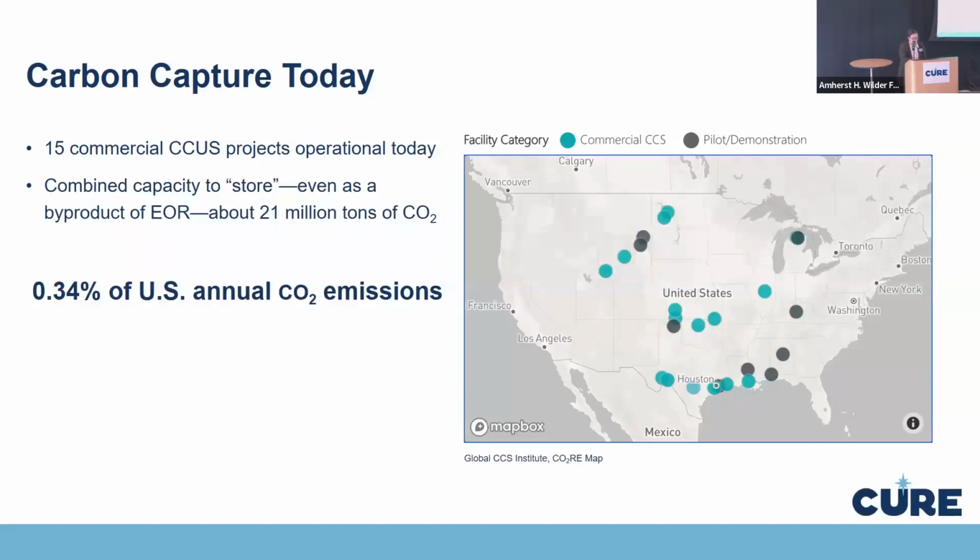So where are we with carbon capture today? Currently, there are 15 commercial CCUS projects operational in the US. Those are mostly the lighter colored circles. Those are the ones that are commercial and operational. And so the darker circles are just pilot or demonstration projects. But that's generally where they are in the US. Combined, they have a capacity to store, but remember, that's even as a byproduct of enhanced oil recovery, about 21 million tons of CO2, which is 0.34% of US annual CO2 emissions.